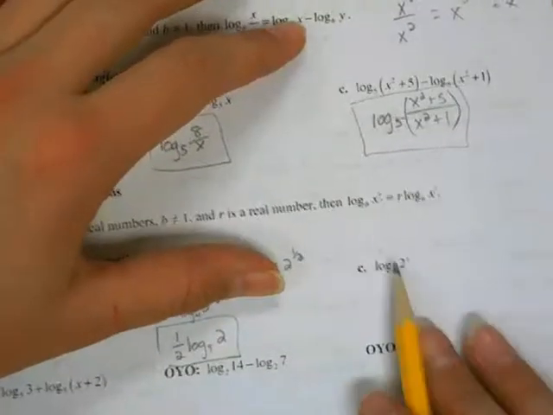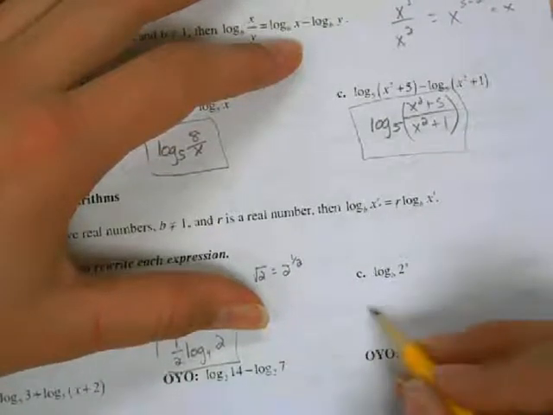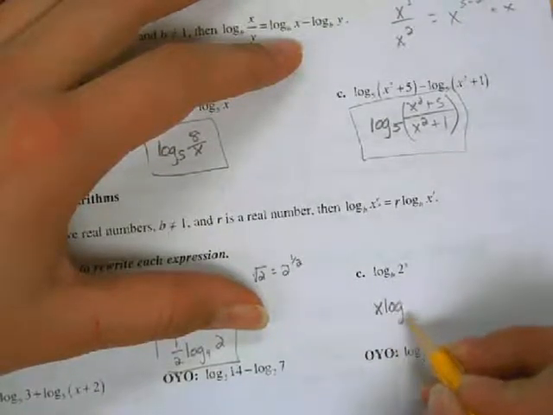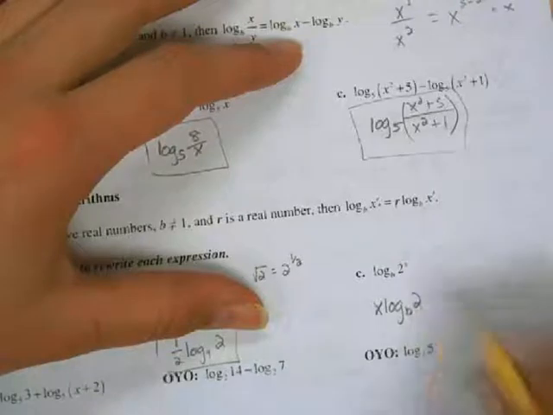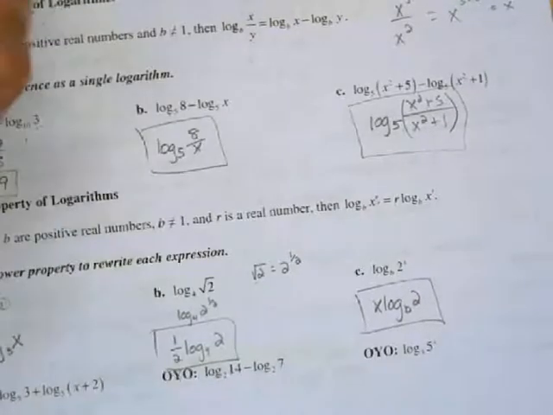So here's another one. Take that x, drop it to the front, so you get x log base b of 2. x times the log base b of 2. So that was just the answer there, nothing else I can do.